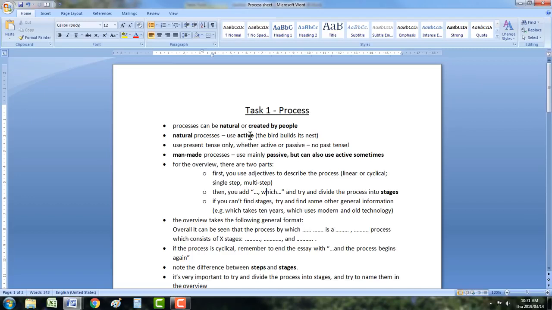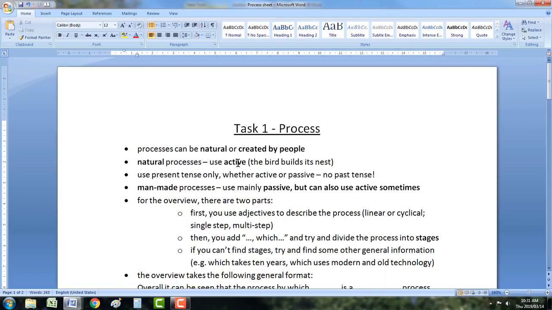Process, like map, you've got to be very aware of active and passive. In these natural processes, most of the time you'll use active. The bird builds its nest, because there aren't people involved doing this to the bird. But in the man-made processes, it's usually people doing the thing to the product. So you will use a lot of passive. As you will see, we can use active sometimes. Sometimes it's good to put an active in. Another thing is no past tense, just present tense, because it's like this thing happens every day. So we're just using present tense.